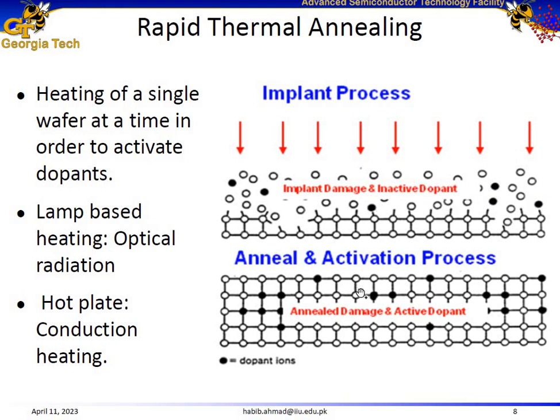What the annealing does is it provides thermal energy to all the dopant atoms, and these dopant atoms would move around inside the crystal lattice, find suitable spots, find substitutional lattice sites and settle down on those substitutional lattice sites and become activated to donate an electron or to accept a hole inside the crystal lattice.